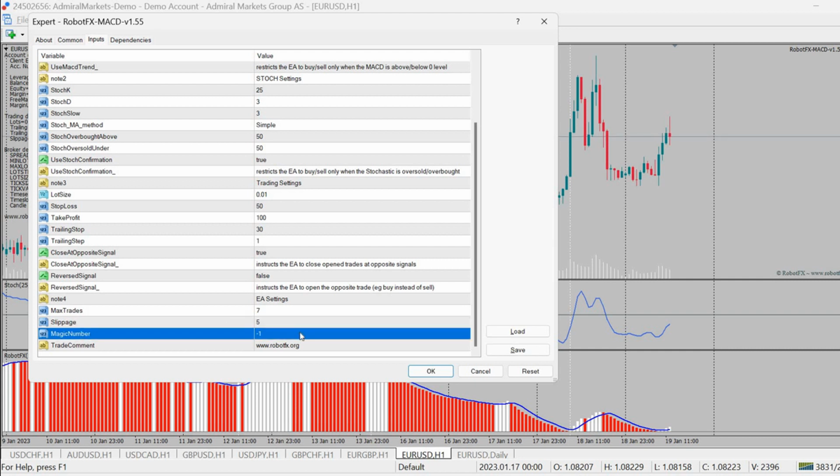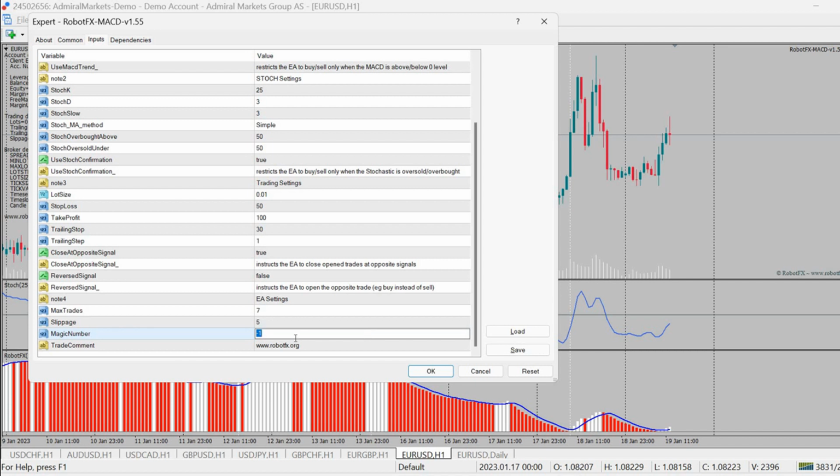And then there's the magic number. Magic number set to -1 means that the expert advisor will not place a magic number for any trade that it will open. However, if you attach the expert advisor to similar charts, for example, having the MACD expert advisor on USD H1 and another on USD daily, then you will obviously have to have a different magic number for each similar chart.